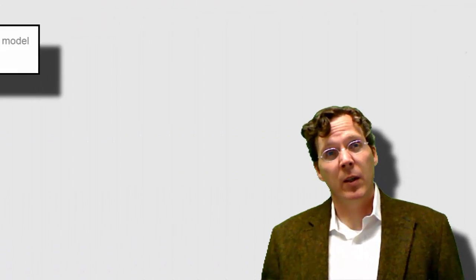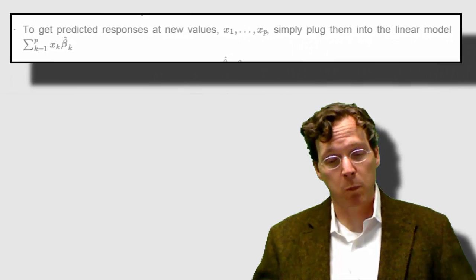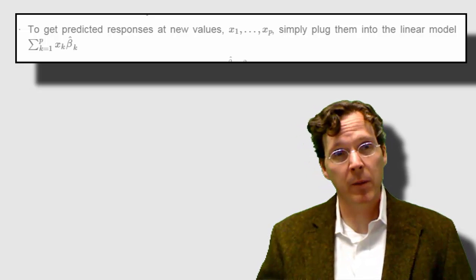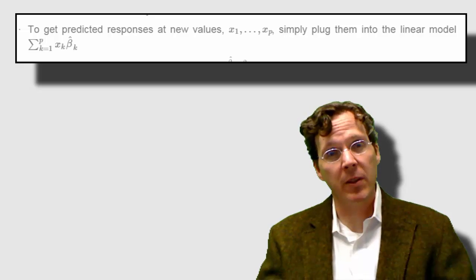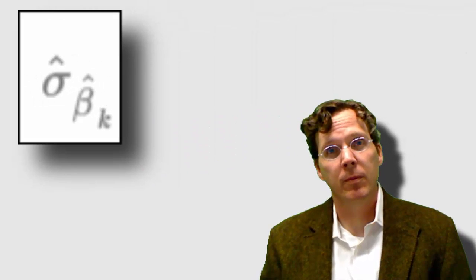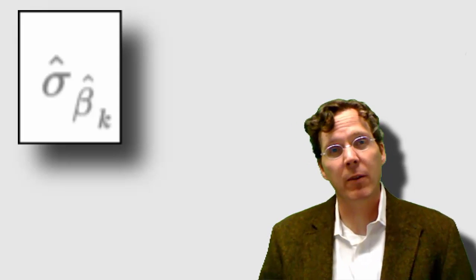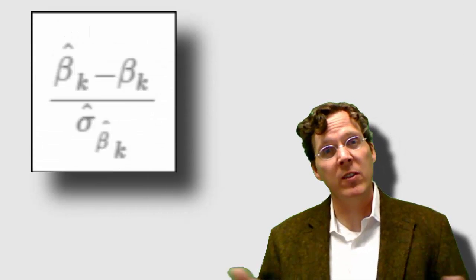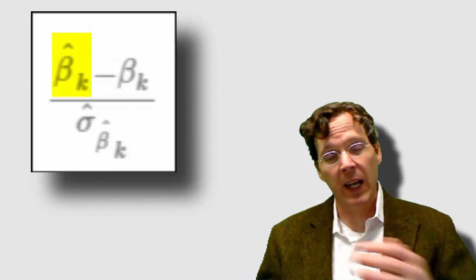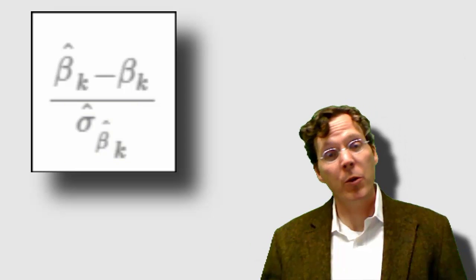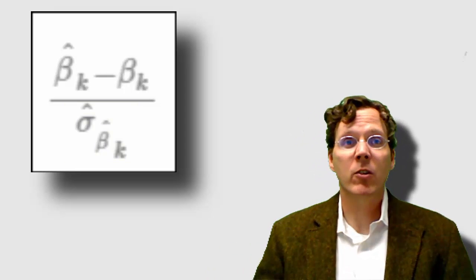So again, to get a predicted response at some new values, we're just plugging them into the linear model. If we have a new x1 to xp, we multiply them each by their respective coefficients and add them up, and that's our new predicted response. Our coefficients have standard errors: sigma beta 1 hat for beta 1, sigma beta 2 hat for beta 2. And we can test for whether or not specific coefficients are 0 with a t-test, because the beta hat minus its true value divided by this standard error follows a t-distribution. So all the things we knew about from linear regression carry over to multivariable regression.